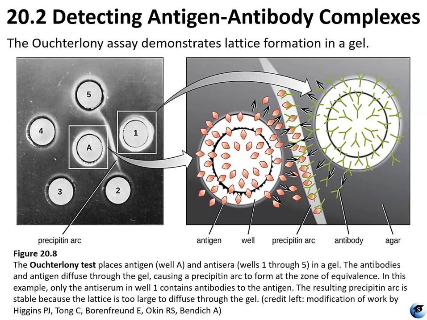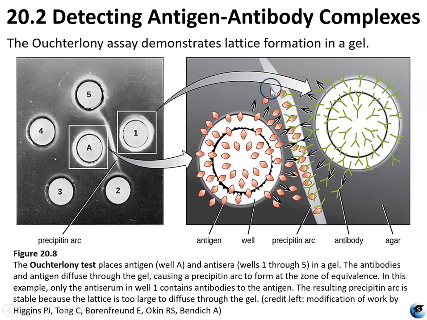What happens is you place an antigen and the antiserum in a gel, and the antibodies and antigens will diffuse through the gel, and this causes a precipitin arc to form when you have reached the correct ratio to have what is called a zone of equivalence. In this example, the antiserum in well 1 contains the antibodies to the antigen, and then the resulting precipitin arc is stable because the lattice is too large to diffuse through the gel.